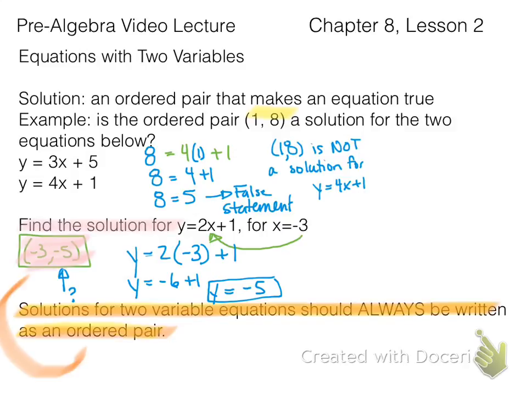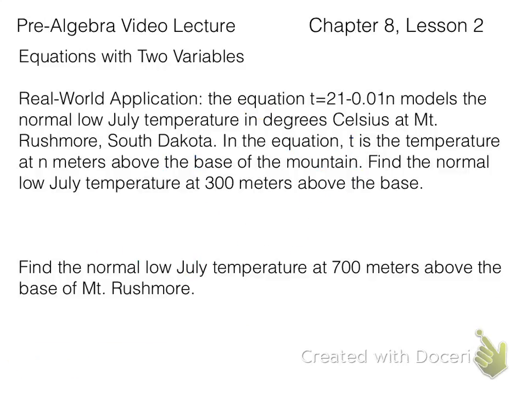Again, ordered pair. Your answer must always be in an ordered pair. Don't just write -3, -5. Write parenthesis, -3, comma, -5, and parenthesis. You can do it. Please do it. I will dock you if you do not write it correctly. Okay? All right, so real-world application.